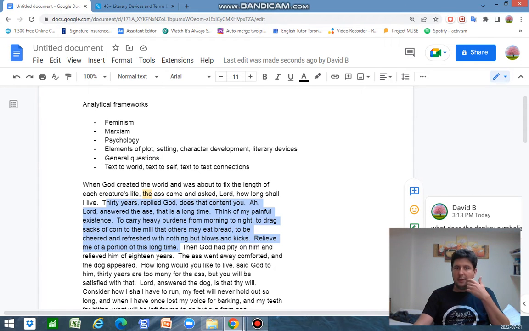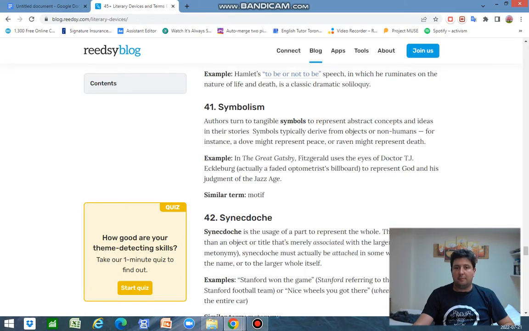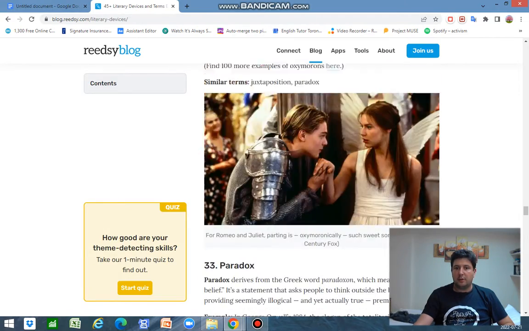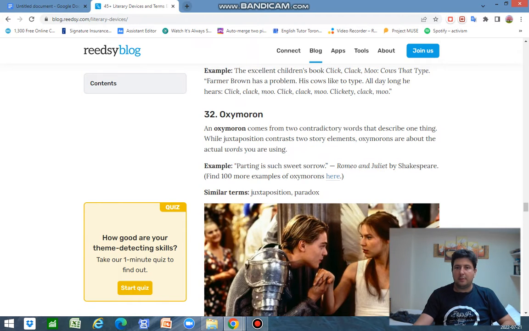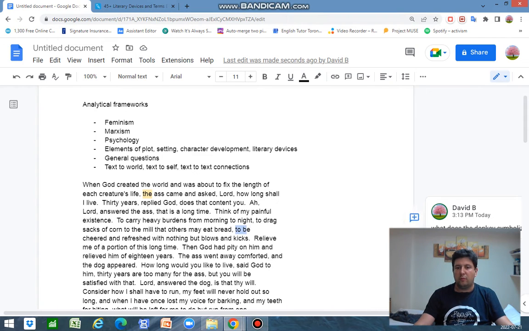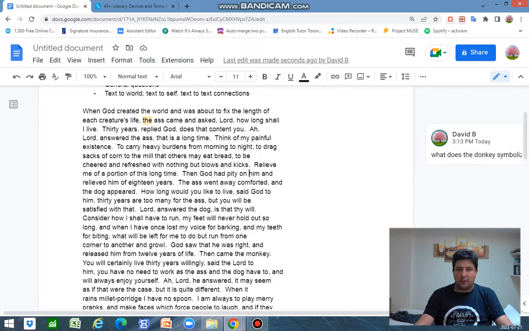I don't see anything feminist, Marxist, or psychological about it. The character is a donkey. Literary devices, maybe only the parallel structure: to carry, to drag, to be. Let's see if that comes up in our list here. Parallelism, it doesn't. Well, when we're talking about sentence structure, sometimes repeating a certain thing is a literary device, but it doesn't matter. Let's move on.